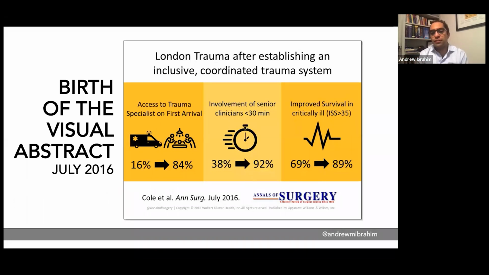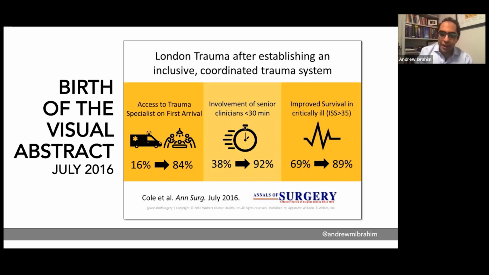So, London Trauma: after establishing an inclusive coordinated trauma system, access to a trauma specialist on first arrival went from 16 to 84%. Involvement of a senior clinician within the first 30 minutes went from 38 to 92%. And improved survival in the critically ill went from 69 to 89%.